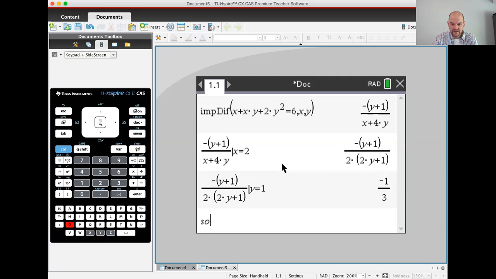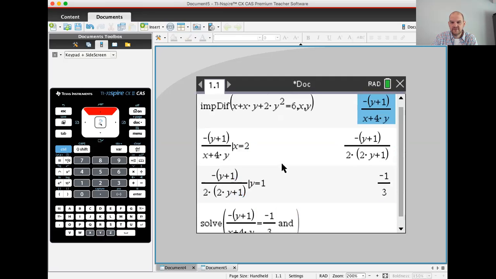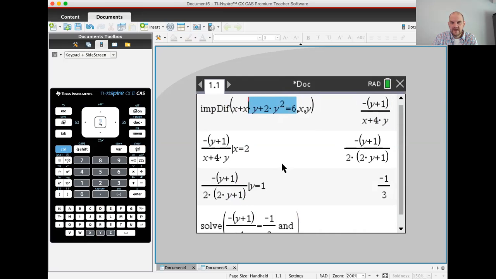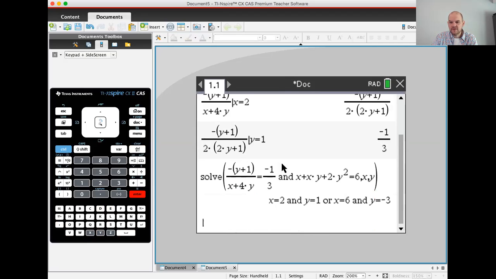And then I want to solve this equals this. Can I say "and"? I don't know if this will work. I've never actually tried to do this as a system before. I don't know why it wouldn't. And this is true for x and y. And let's see. We get (2, 1) and we get (6, -3), which is exactly what we had. So I think we did it.